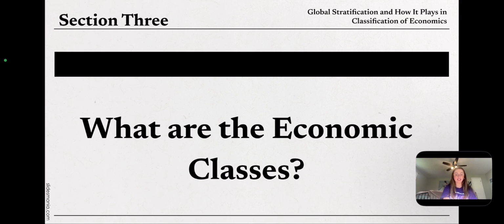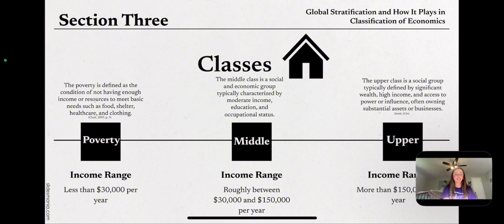For the third section, we will discuss what the economic classes are. There are three classes: poverty, middle, and upper class. Let's start out with discussing what poverty class is. As said on the screen, poverty is defined as the condition of not having enough income or resources to meet basic needs, such as food, shelter, healthcare, or clothing.